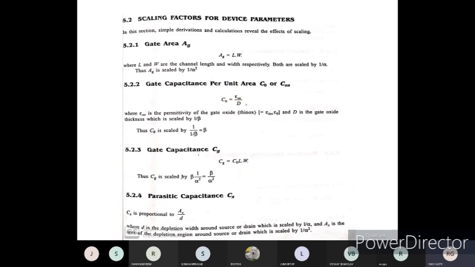The next one is parasitic capacitance. The parasitic capacitance is nothing but epsilon OX divided by D.